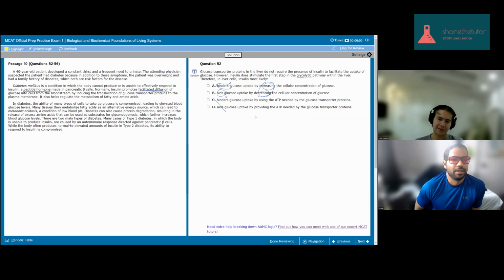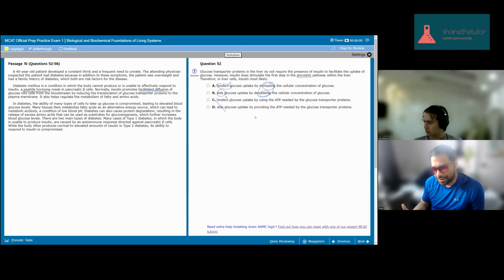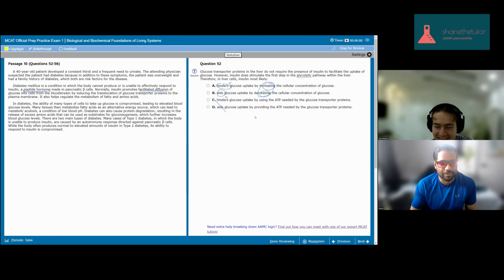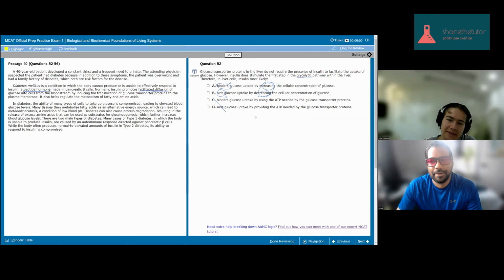Yep, if it stimulates glycolysis and glycolysis breaks down glucose, meaning less glucose, it's like Le Chatelier almost. So many things are Le Chatelier. You don't have enough glucose, so glucose uptake gets increased. Yep. Right. Okay.